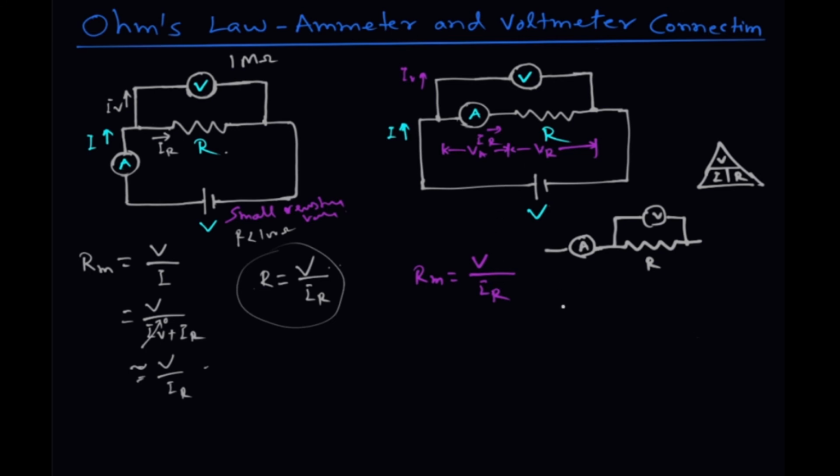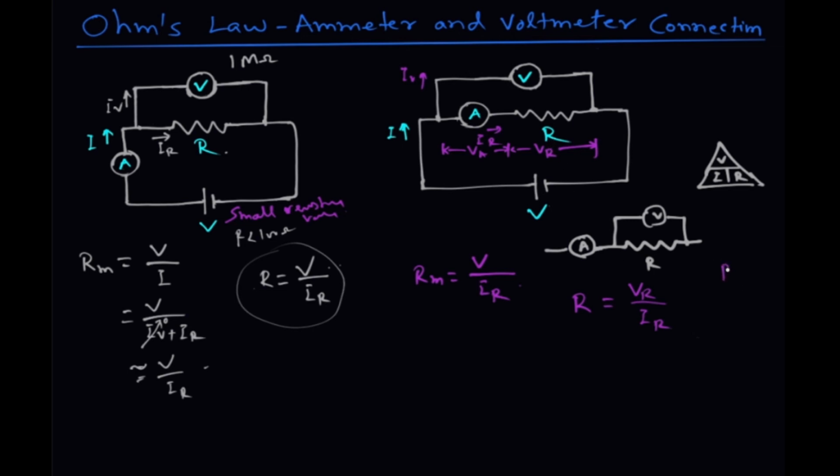But actually the resistance, that is R, is equal to VR divided by IR. In the previous case, the voltage was okay, but the current was not the current flowing through the resistance. And in this case, the current flowing through the resistance is alright, but the voltage is not the voltage across the resistance. That is the main thing.